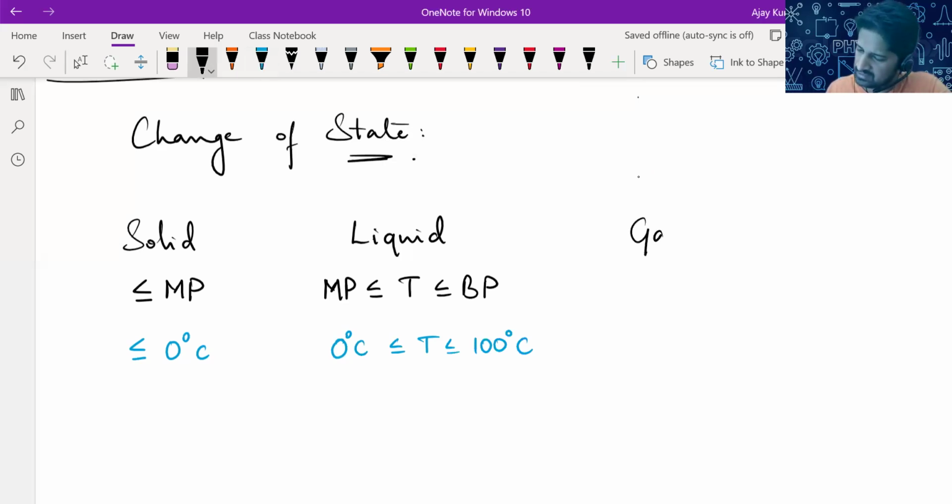Then, in gaseous state, the material can exist when its temperature is greater than or equal to the boiling point temperature. If it is steam that you're talking about, steam is the gas form of water, so the temperature has to be more than or equal to 100 degrees C. This is just an example. Different materials will have different melting points and boiling points.